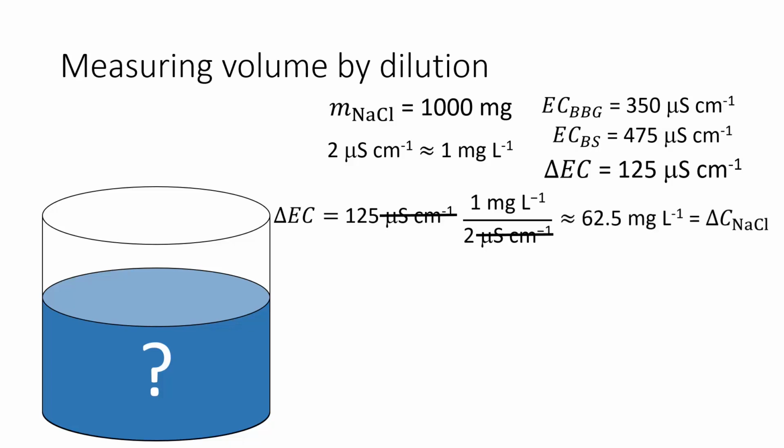And that gives us a change in concentration that is similar to our change in EC, if we think of EC as a concentration measurement as well, 62.5 milligrams per liter.